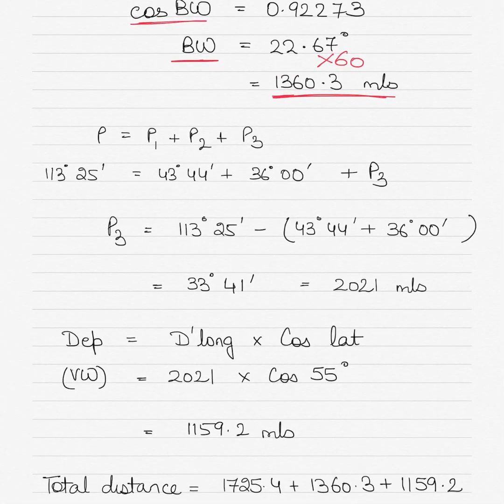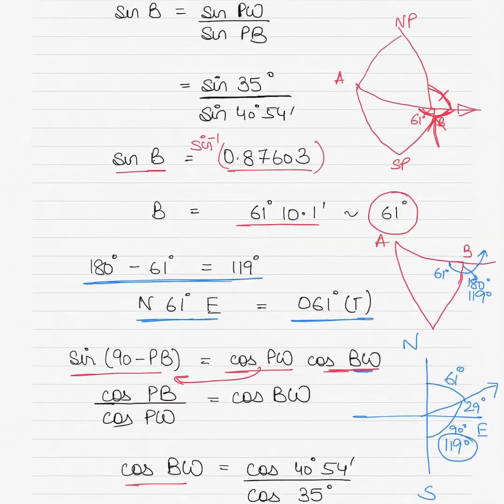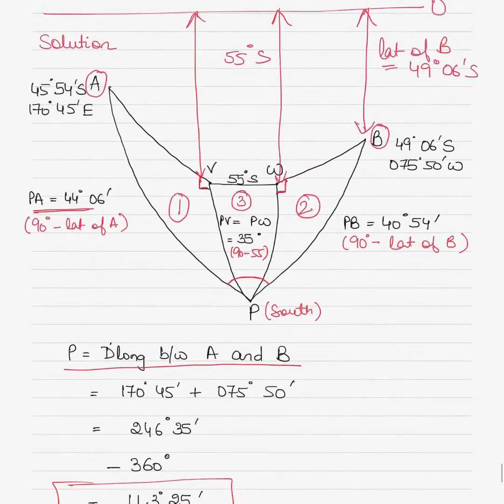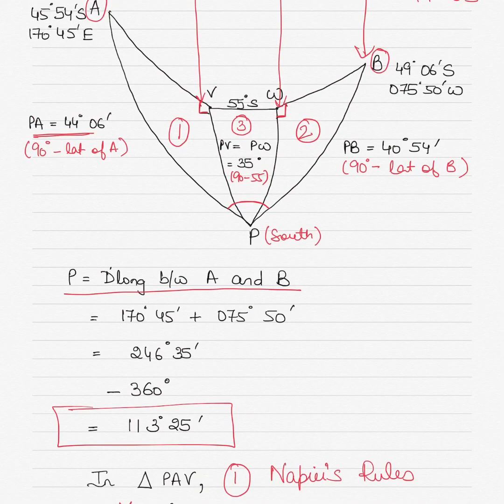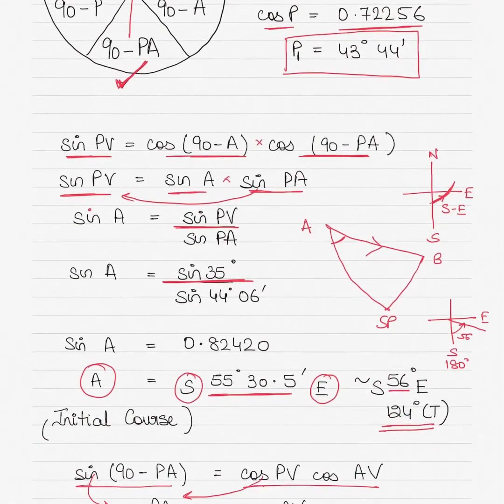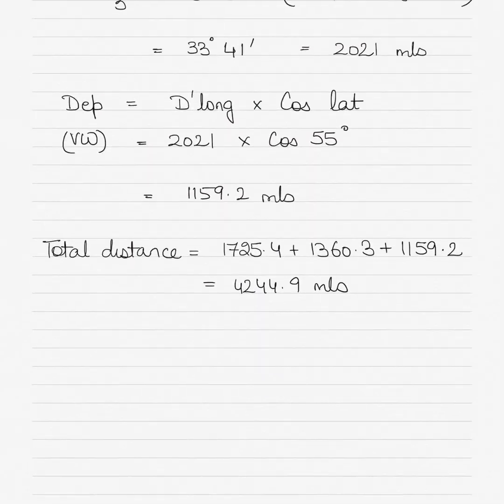Now finally we will use the P1 and P2 values. Now angle P, which was the overall D long between A and B, was 113 degrees 25 minutes. But that angle P comprised of P1, P2 and P3. What is P1, P2 and P3? Well, let's go back to the main drawing here. Alright, so if I can show you using a different color, this angle is P1, this is P3 and this is P2. So we have found out P1 and P2, but I have to find out what is P3. And I can find out P3 because I know the overall angle P. And if I subtract P1 and P2 from it, I will get P3.